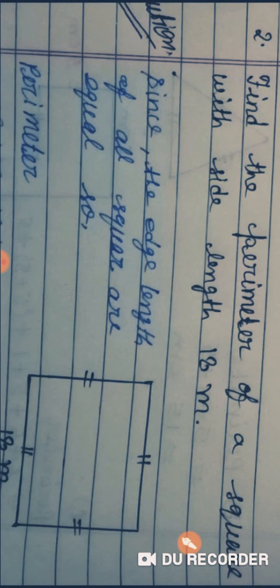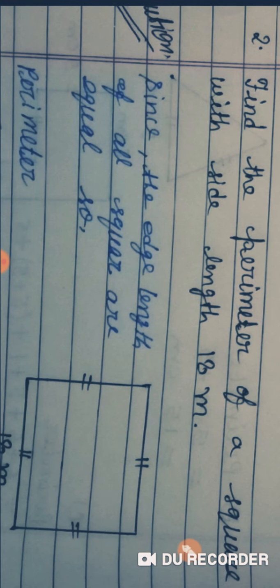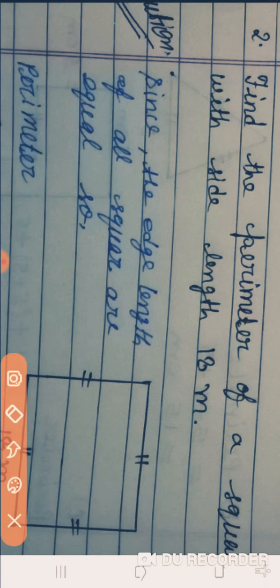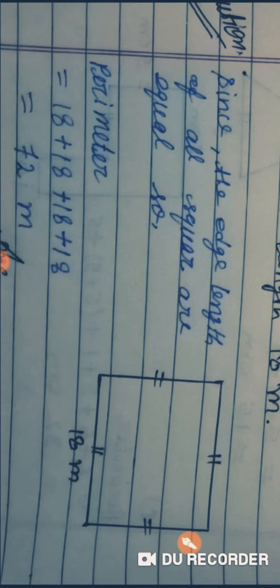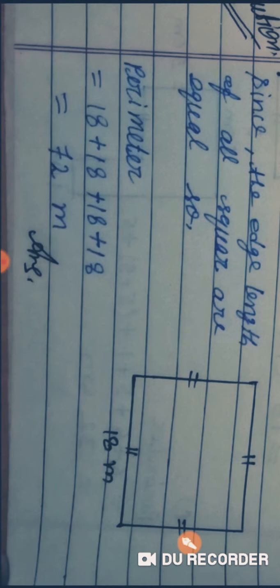Now question number 2. Find the perimeter of the square with side length 18 meter. Dear students, for the square, all the edge lengths are equal. Here the edge length is given as 18 meter. Since all the edge lengths are equal, this is 18 meter, and here also it is 18 meter. So total how much? 18 plus 18 plus 18 plus 18 is equal to 72 meter.